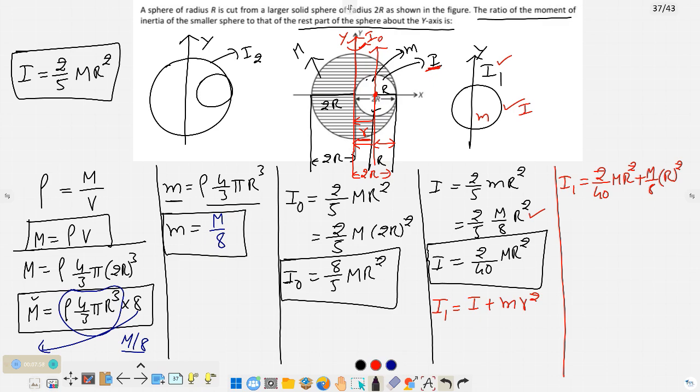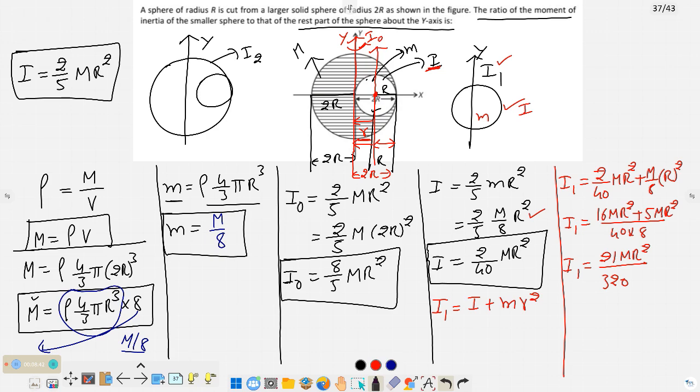So if you solve this one, what I1 value are you going to get? The I1 value about the y-axis is equal to, 40 is the LCM I can take. This we'll get 40 into 8. If you take an LCM here, that is 16 m r square plus 5 m r square. So this value I1 is equal to 21 m r square by 40 into 8, that is 320, you are going to get.